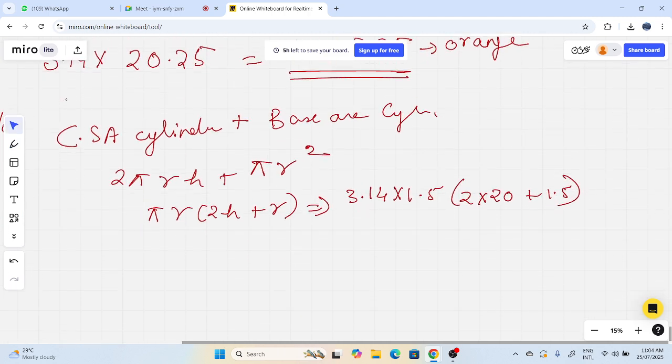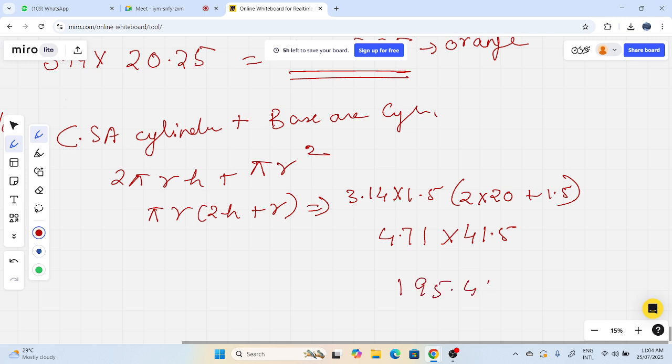The yellow part was easy. Generally kids do it. Why have they not finished it yet? Forty plus 1.5 is 41.5. This is 41.5 into 4.71. So that is 195.46.